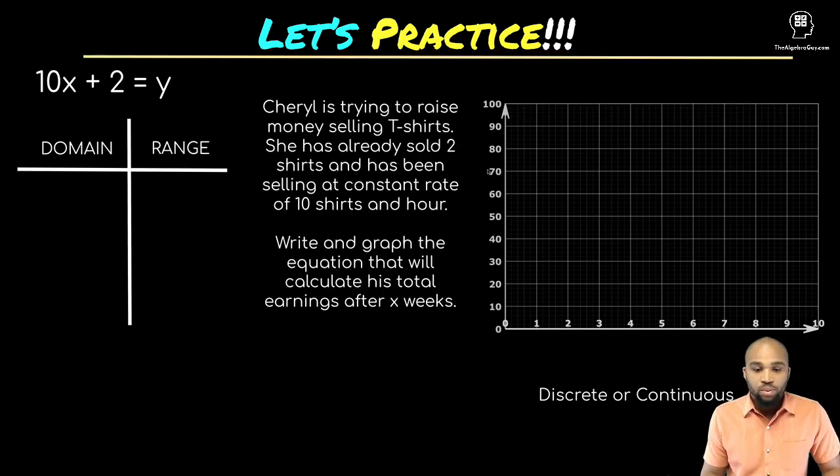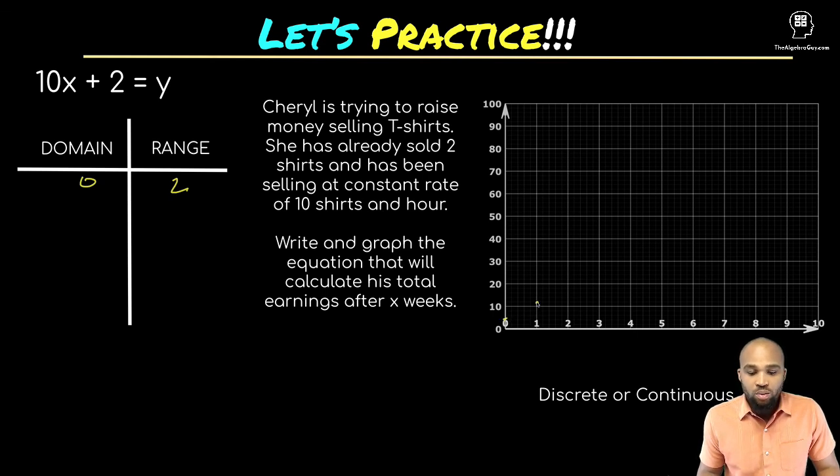All right, let's go to our next one. Same equation, but Shirley's trying to raise money selling t-shirts. He's already sold 2 shirts and has been selling at a constant rate of 10 shirts an hour. So we're actually going to have the same situation. I tried to make this a different one, but this actually ended up being the same discrete situation. So I'm not going to do anything different on this one. I'm going to probably skip this one because it's going to come out the same way.